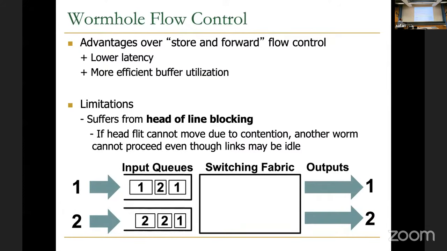So here there are two flows, flow one and two. Let me repeat it. There are two flows in the input queues. This flit wants to take output one. This one also wants to take output one, right? One of them takes the output, and this one is blocked. Since this queue is a FIFO, this other flit, even though it wants to go to output two, which is hopefully free, cannot proceed because of the head flit, which is blocked here. We call this phenomenon head of line blocking.